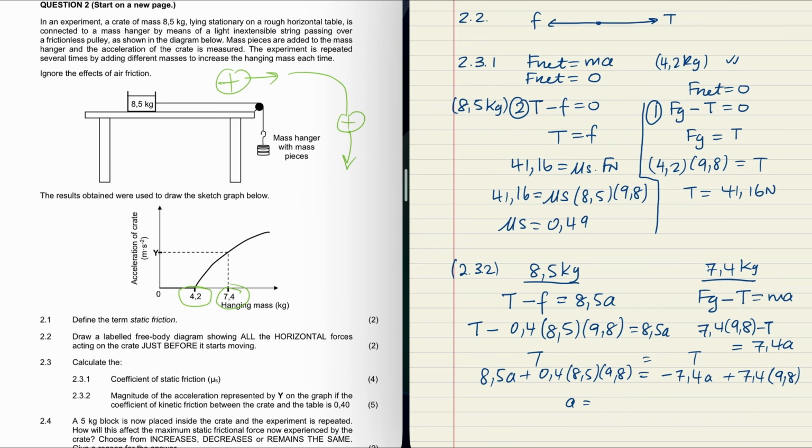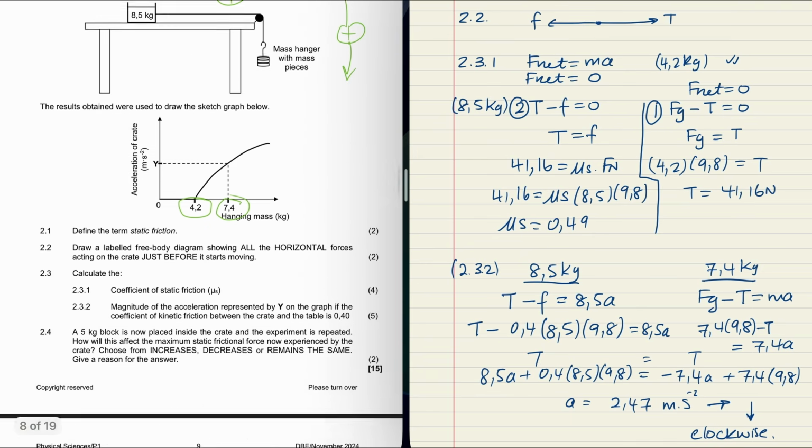A is going to equal 2.47 meters per second squared, and that's going to be to the right, or it's going to be down, depending on which mass block you are referring to. You could say clockwise also, because it's moving right and down, so it's moving clockwise. But the question is asking for the magnitude of the acceleration, so it's not really necessary.